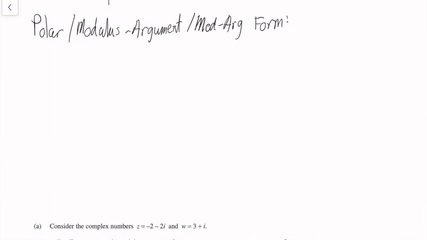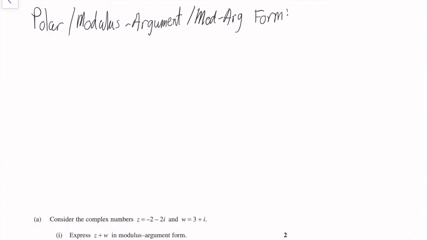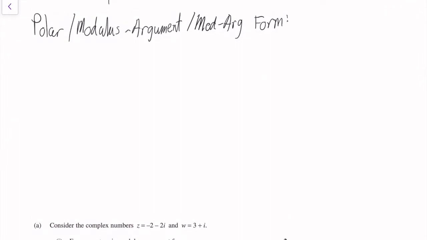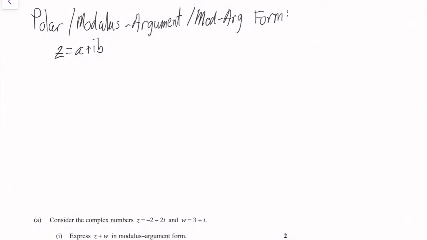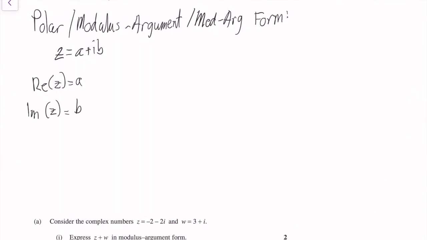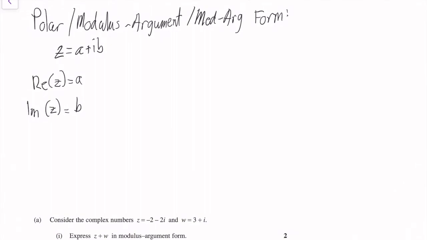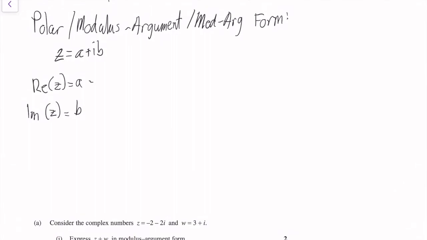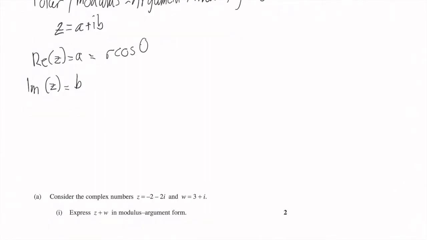The mod-arg form is similar to the Cartesian form. In the Cartesian form, we had z equals a plus ib, where the real component of z was equal to a, and the imaginary component of z was equal to b. Well, the modulus argument form is very similar in that we have a real component, and this would be r cos theta, where r is the modulus and theta is the argument, and the imaginary term is r sine theta.